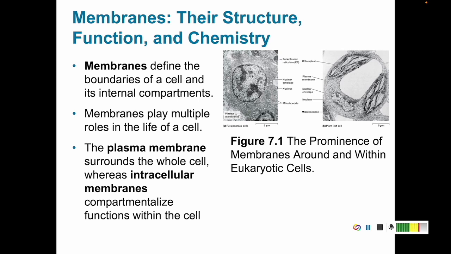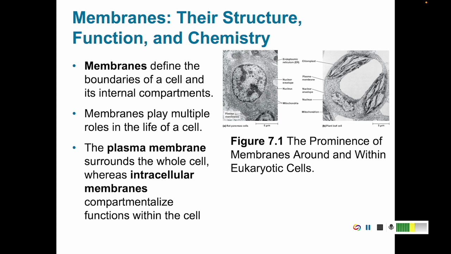A cell membrane is what defines the boundaries of a cell. It determines what is in the cell and what is out of the cell. And the membrane of an organelle determines the boundaries of that compartment. It is going to play multiple different roles over the life of a cell. It's not just a fixed gate that doesn't do anything. It's actually a very active player in the activities of that cell.